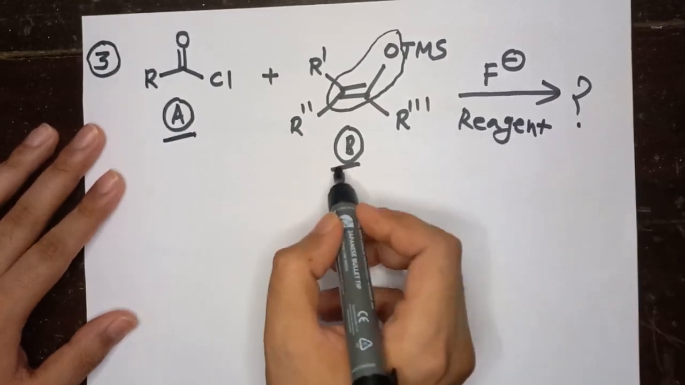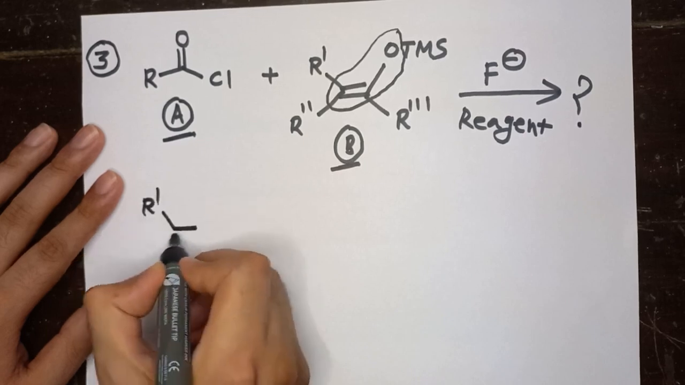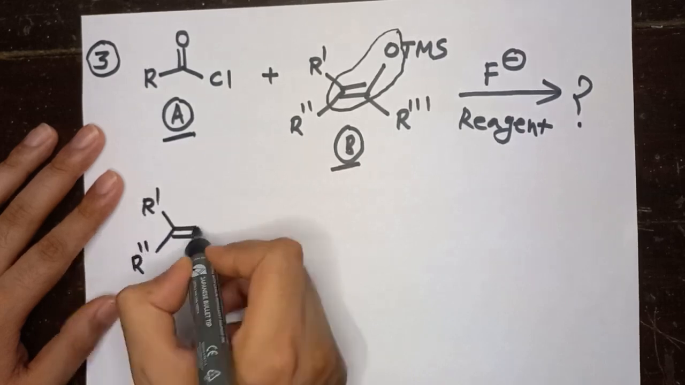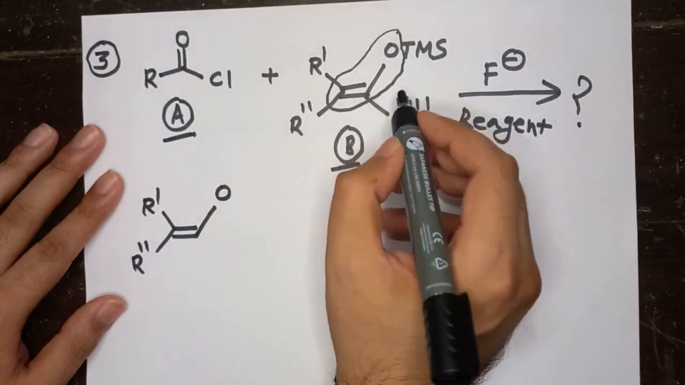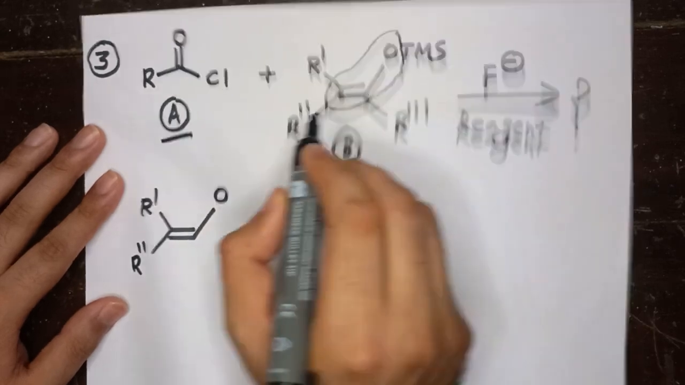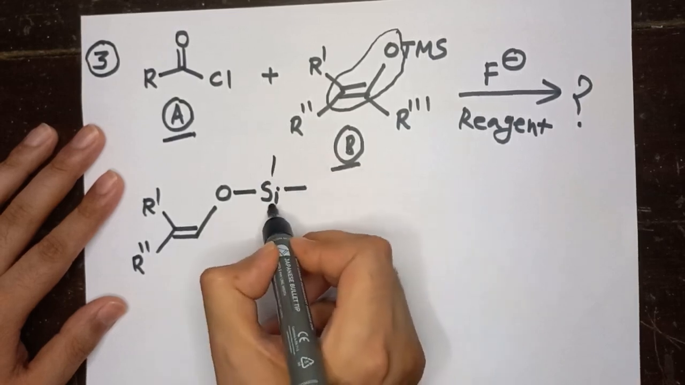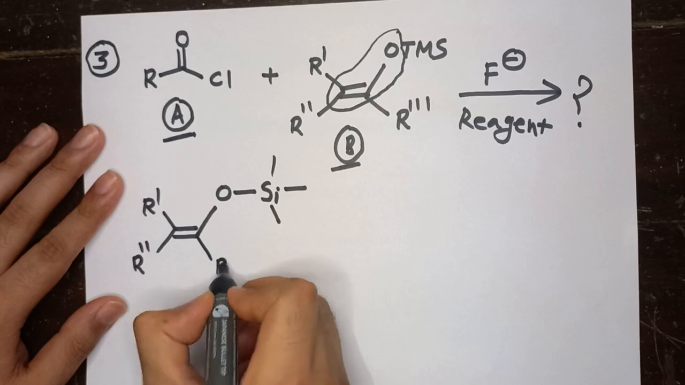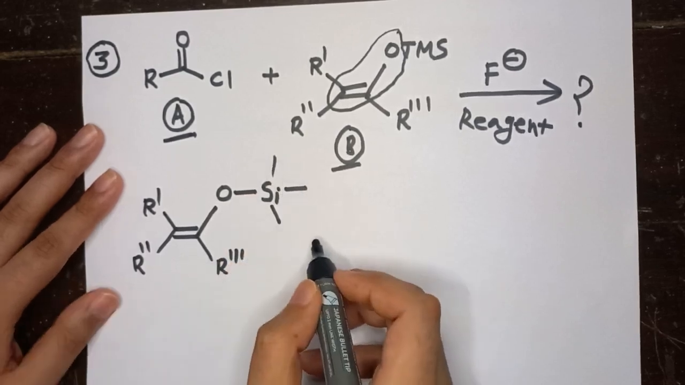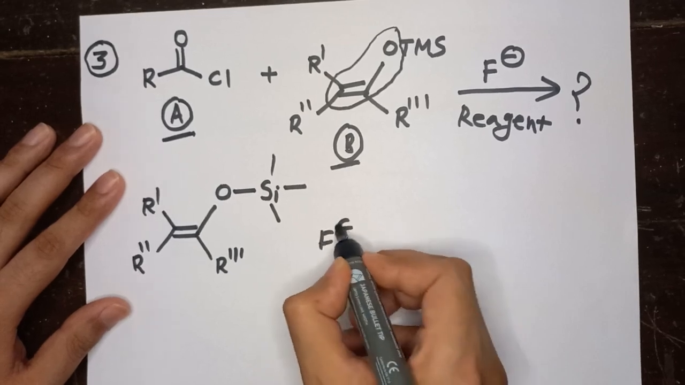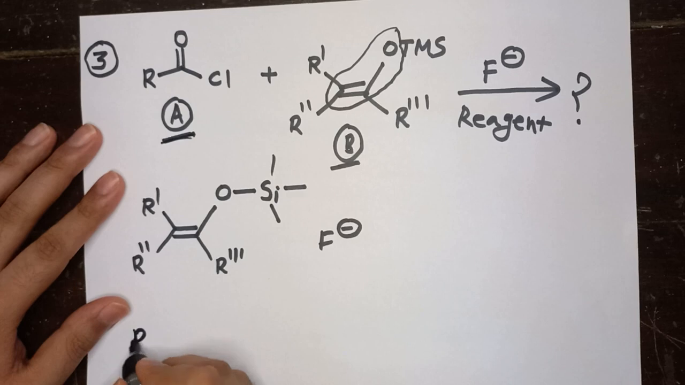Okay, so let me draw my B once again. So this is my B. So this oxygen is attached to TMS. TMS is nothing but trimethylsilyl group. So it has a silyl group attached to three methyl groups. This is what we call the TMS group. Okay, now the F minus, let me draw my R1, A molecule as well.